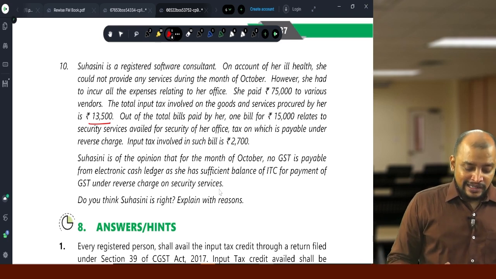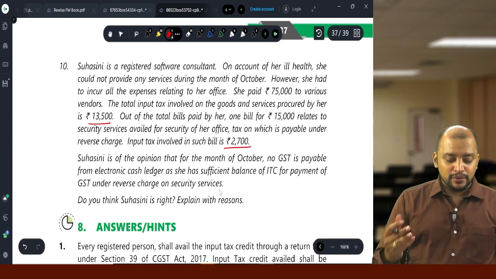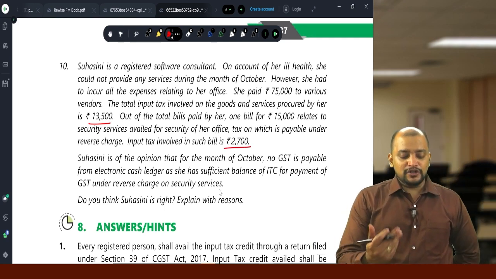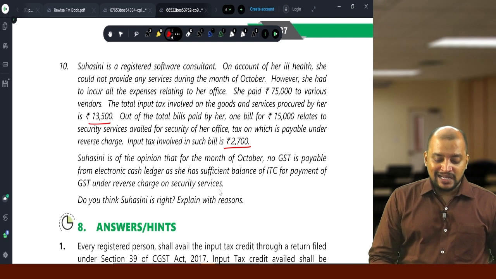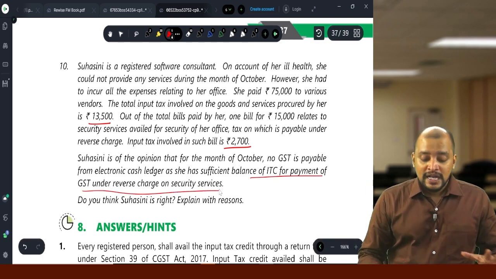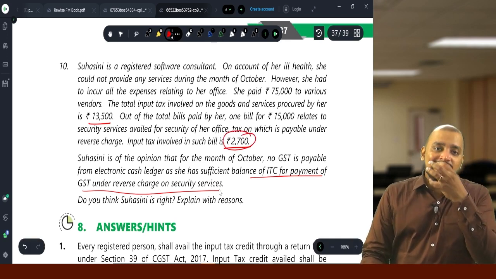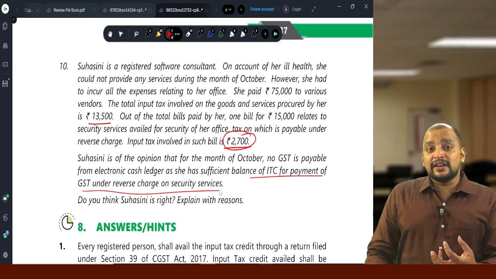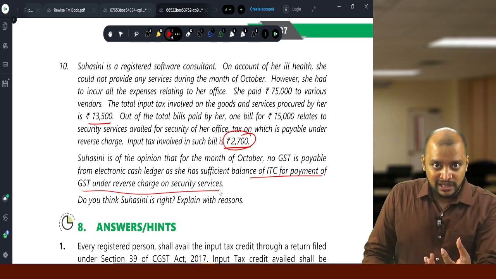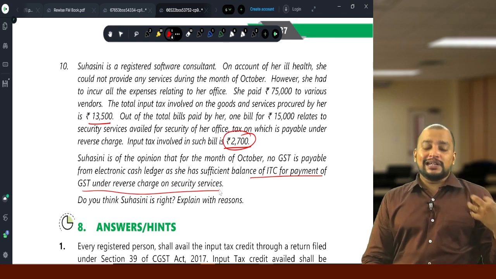Okay. And so there is some RCM liability. RCM liability is 2,700. So she is of the opinion that no GST is payable as she has sufficient balance in ITC for payment of GST under reverse charge. No. This 2,700 we cannot pay using the electronic credit ledger. This 2,700 we have to pay only through the cash ledger, and the moment we pay from the cash ledger, that money will come into the credit ledger.